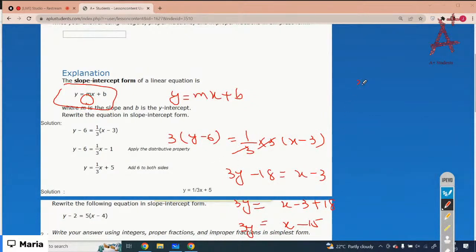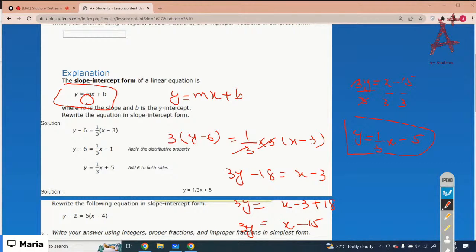It would be then 3y equals x minus 15. 3 and 3 cancel out and you're left with y equals 1 over 3x minus 15. Y equals 1 over 3x minus 15. That would be the equation in slope intercept form. So that's how when you are given the equation, you can write the equation in the slope intercept form. Got it?